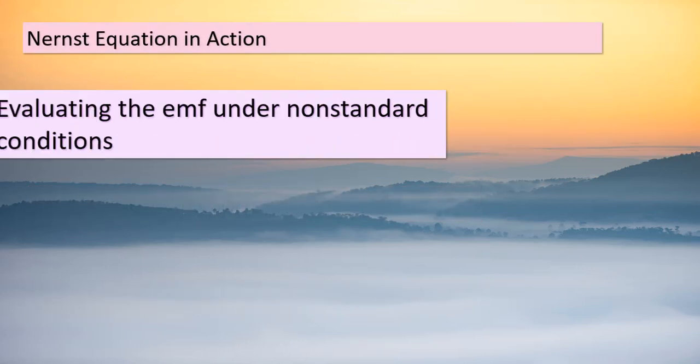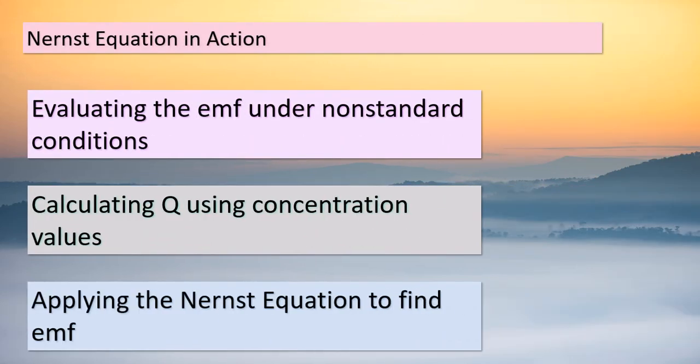Let's get down to the heart of the matter, shall we? The man of the hour is Walther Nernst, whose brilliance gave us the Nernst equation. This equation allows us to grasp the EMF of a cell under non-standard conditions by considering changes in concentrations. In its elegant form, the equation is E equals E naught minus 0.0592 divided by n, multiplied by the logarithm of Q.